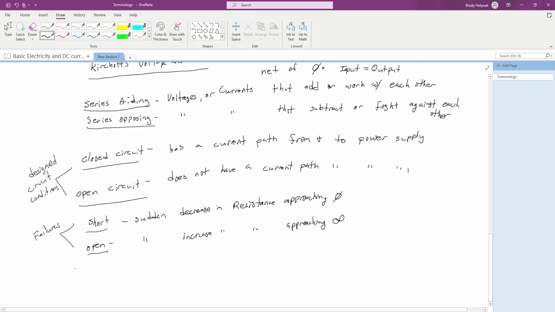Okay, next term is electrical shock. Electrical shock is the physical sensation of current running through the body.